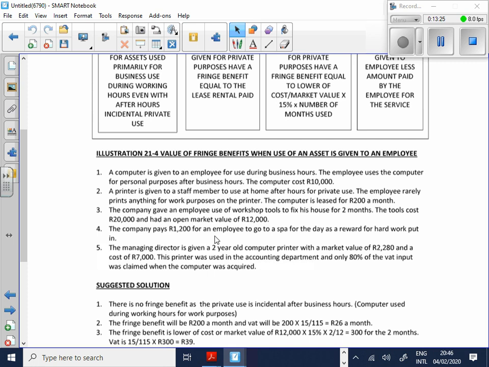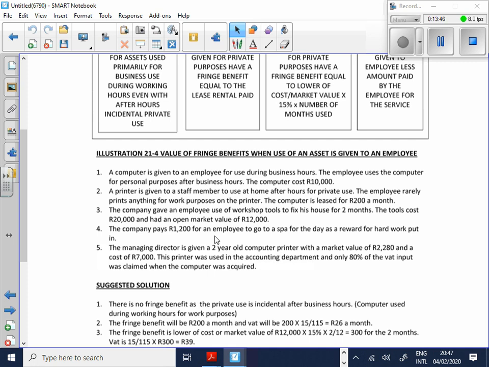If it's leased and then it's given to you, it's the amount of the lease payment, 200 times 15 over 115. Next one, the company gave an employee use of workshop tools to fix his house for 2 months. The tools cost 20 and have an open market value of 12. So lower of cost to market value, 12 times 15% times 2 over 12 for months times 15 over 115.